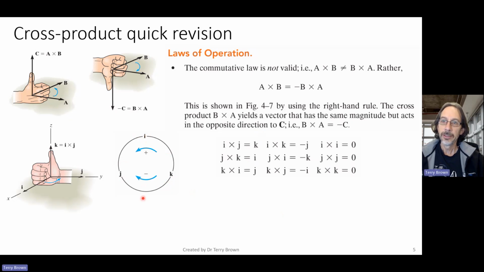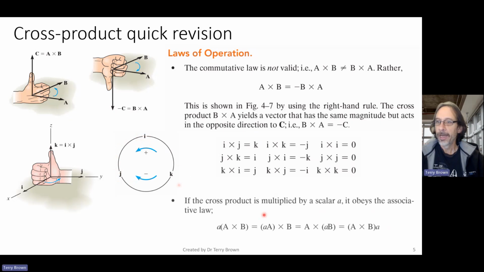If we go around the other way, if we have i cross k, we get minus j. If we do k cross j, we get minus i. If we do j cross i, we get minus k. And fortunately, if a cross product is multiplied by a scalar, it obeys the associative law, so we can move the scalar through wherever we like. Okay, so that's a very quick and rushed revision of the cross product. Hopefully it'll make a bit more sense when we look at an example.